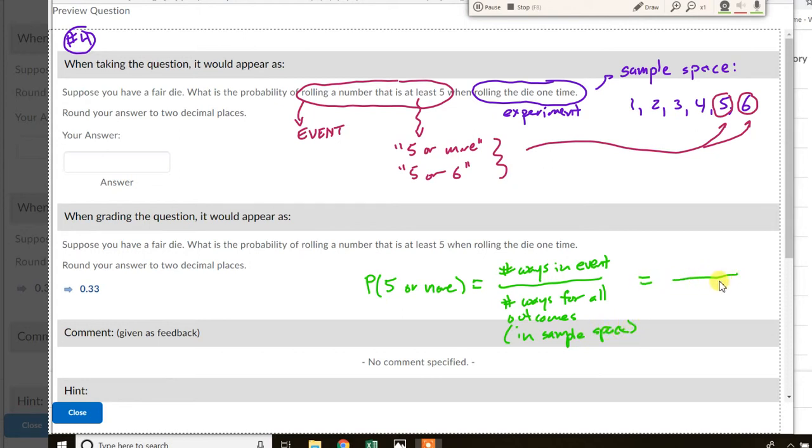So what's the size of the sample space? 1, 2, 3, 4, 5, 6 possible outcomes in the sample space. What's the size of the event? How many of those outcomes give rise to the event? The answer is 2. And 2 over 6 is 0.33 if you round it to 2 decimal places. And that's it. It's a pretty easy concept. It's a very useful concept.